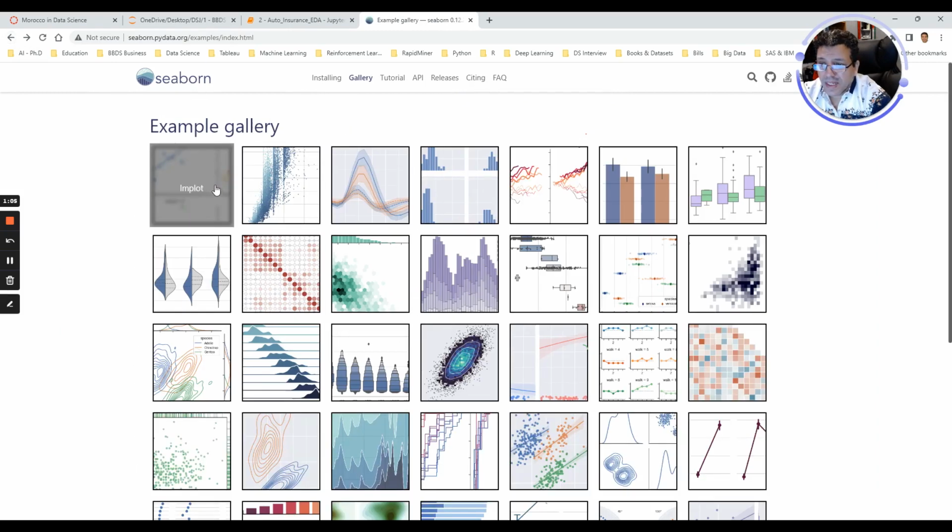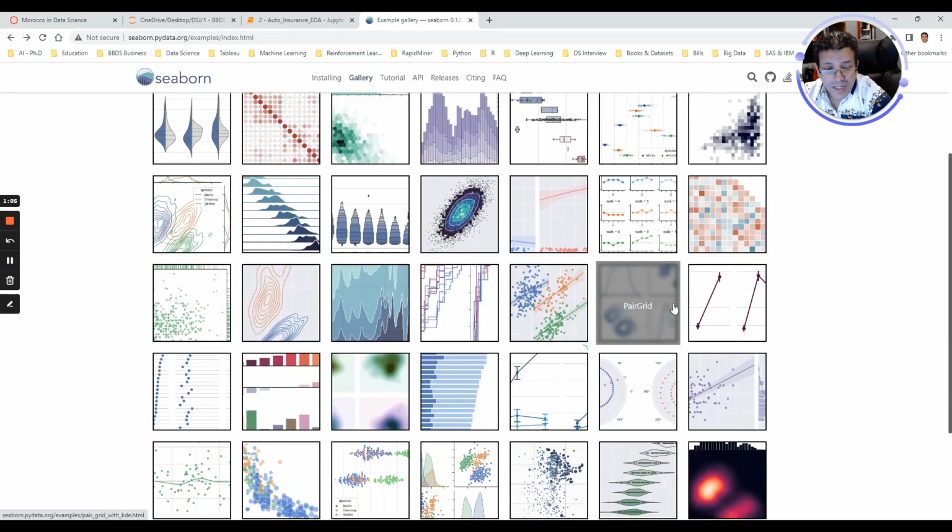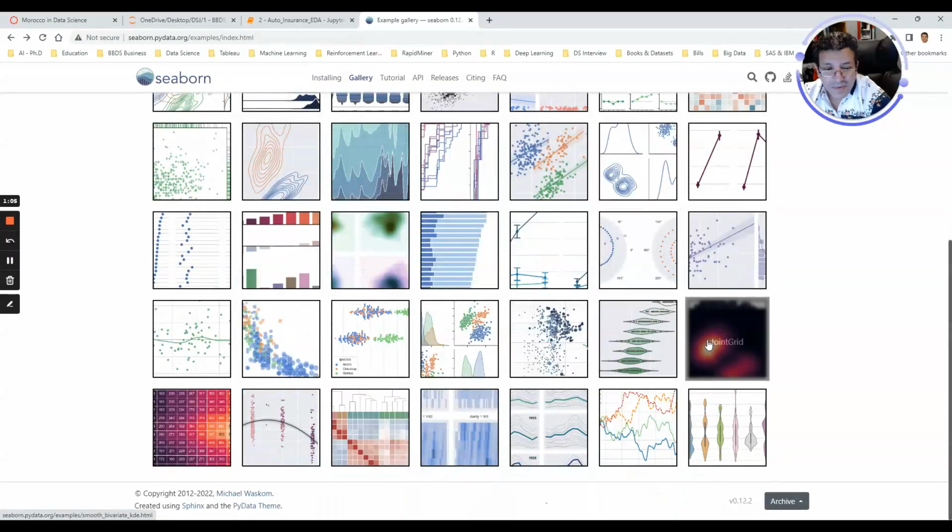So there is a scatter plot, a box plot, a joint grid. There are a lot of beautiful graphs, like the violin plot, which is a combination of density plot and histograms. And there are many more graphs in Seaborn.